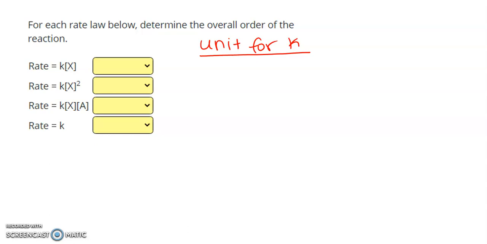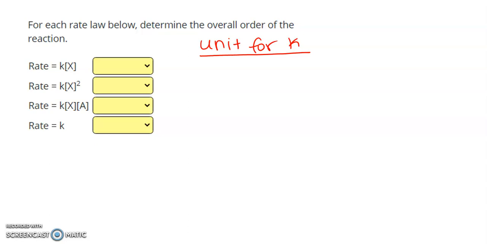So this video is going to cover some information about differential rate law concepts. And for each rate law below, we're going to determine the overall order of the reaction. And then I also added a column where we're going to figure out the unit for K for that reaction.